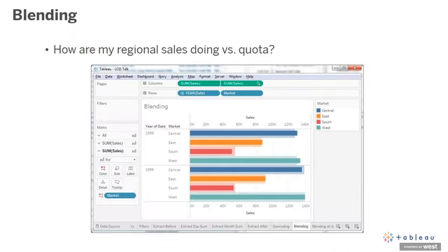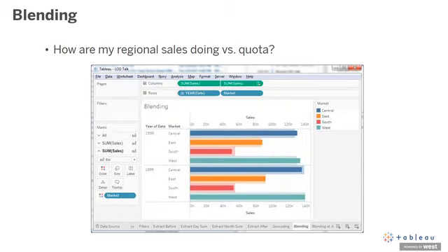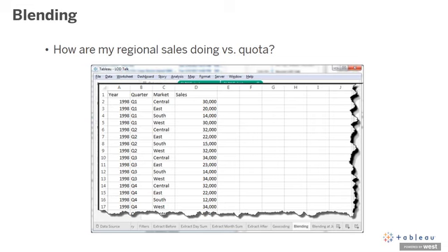So in this visualization, what we want to do is look at our total sales in each market for each year, and we want to compare that to the quota for that region. Now, what's interesting about this is that we have our sales data in our usual spot, and then we have quota information. So this might be what our data looks like for the sales in each quarter for each market, and this is our quota information right here.